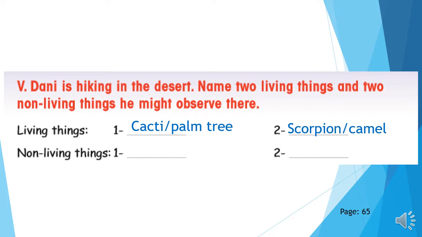Now we have to write also two examples about non-living things. Non-living things such as what? Sand, such as rocks or air. All these are non-living things. You can name any example you want. Let us move to the next exercise.